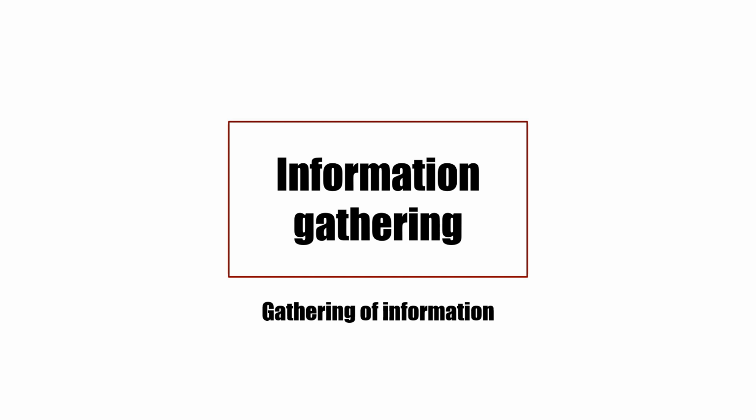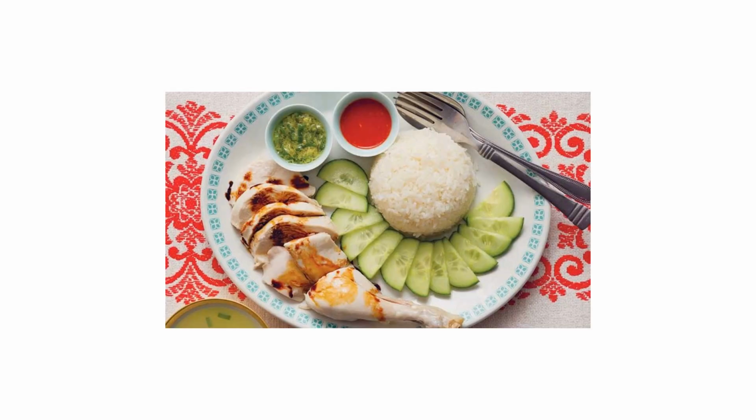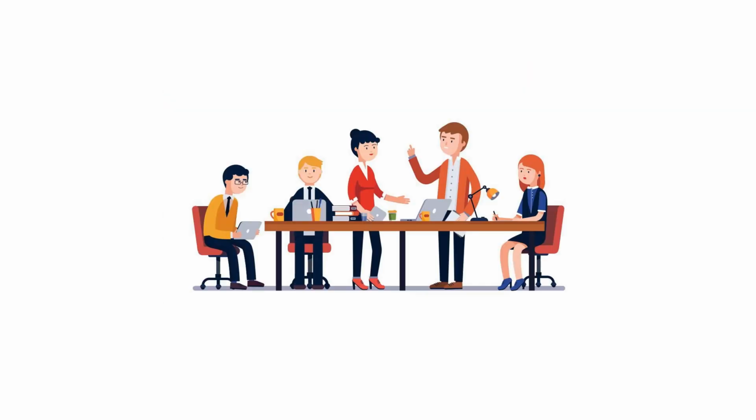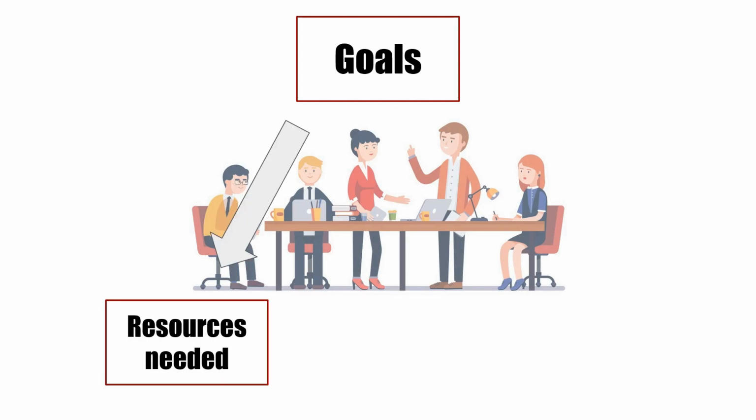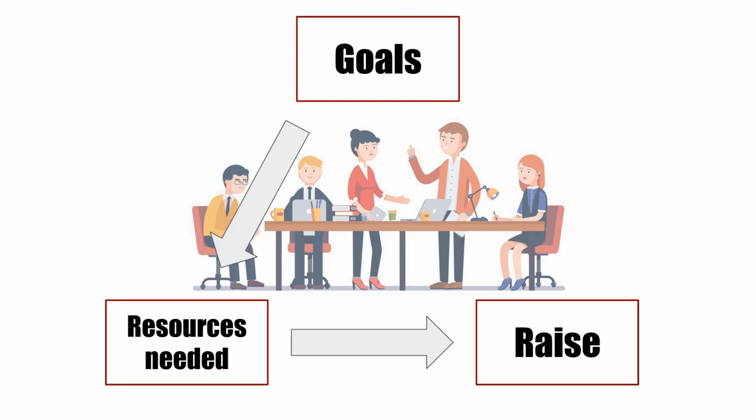Information gathering is pretty self-explanatory. It's basically gathering of information. Chicken rice. Rice with chicken. Gather your team together for a meeting and decide the goals, resources needed, and don't forget how to spend your raise. It's like a food pyramid.